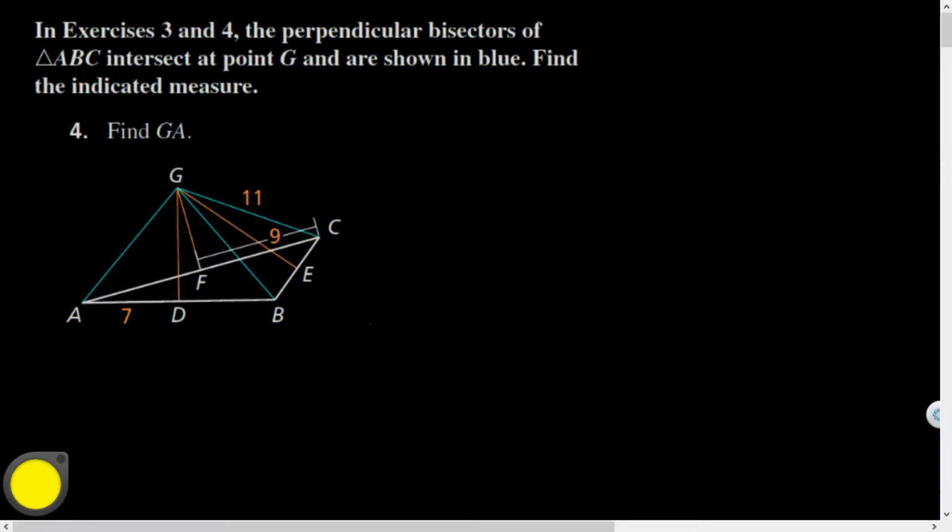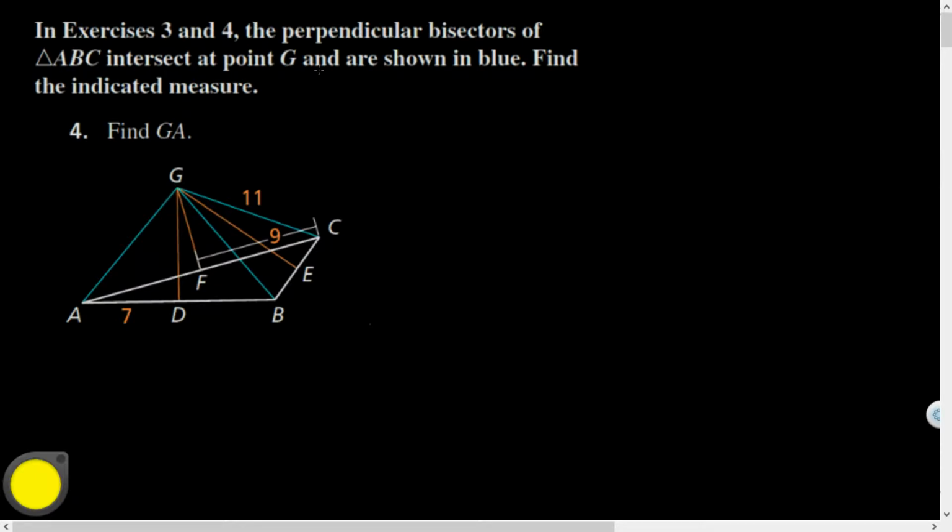Greetings and welcome, friends. Yesterday we were talking about two special types of segments within triangles that we'll end up learning about in this chapter. We learned about perpendicular bisectors, which intersect at a point called the circumcenter, as shown here. And it had some interesting properties as a result.